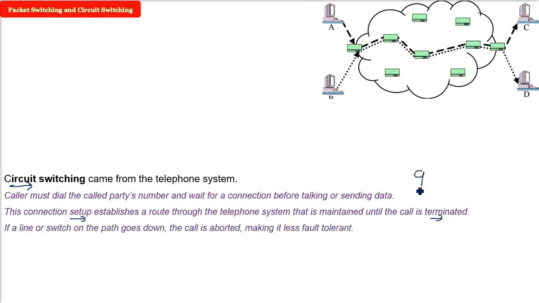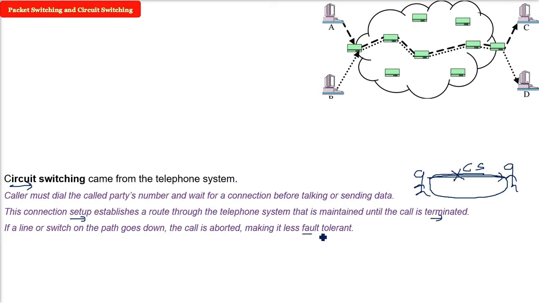Now what happens when the line, the switch, or some networking device goes down? The call will be aborted. So there is a circuit: one is calling, one is replying, so a kind of circuit is being formed. That is why this is called circuit switching. The call has to be aborted if something goes down in between. Therefore, circuit switching is less fault tolerant than packet switching.